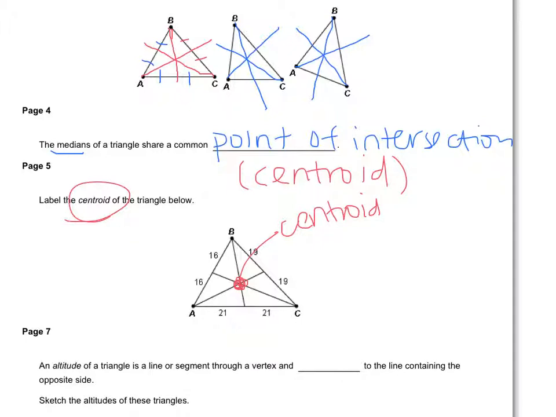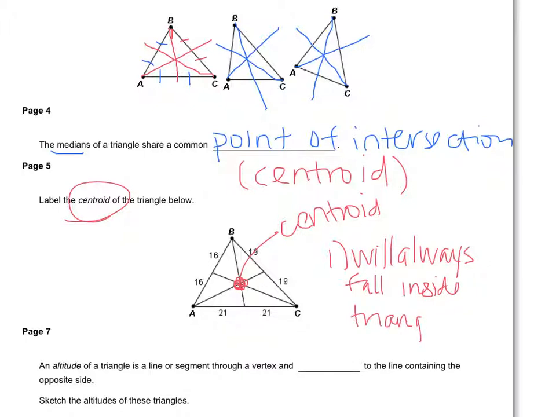So you have a question over the side that says, where will the centroid fall? So the centroid will always fall inside the triangles. It doesn't matter what kind of triangles they are, acute, isosceles, obtuse, right triangles, it does not matter. They will always fall inside. You also need to write down that a centroid is also known as the center of gravity. Okay, it's also known as the center of gravity.